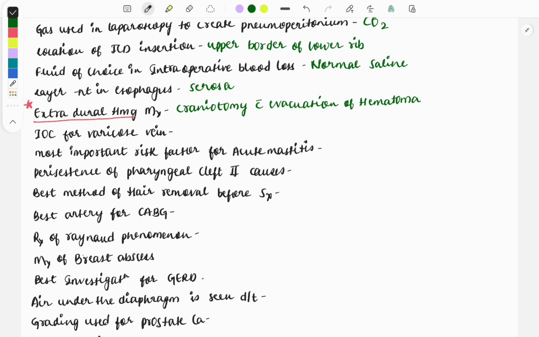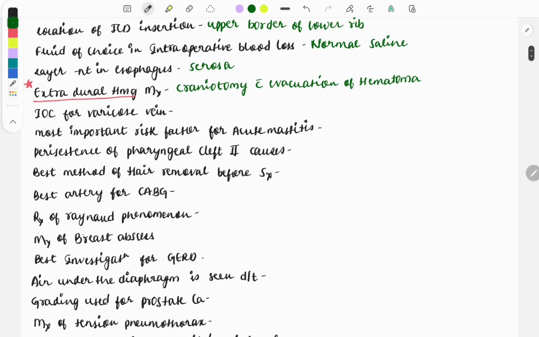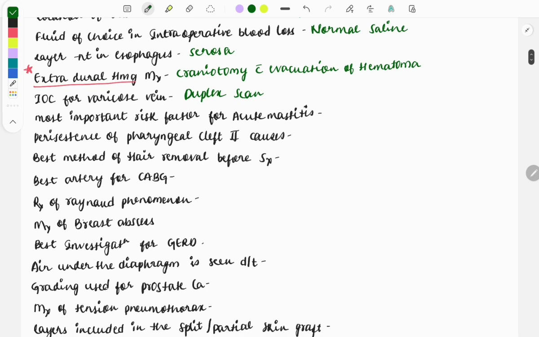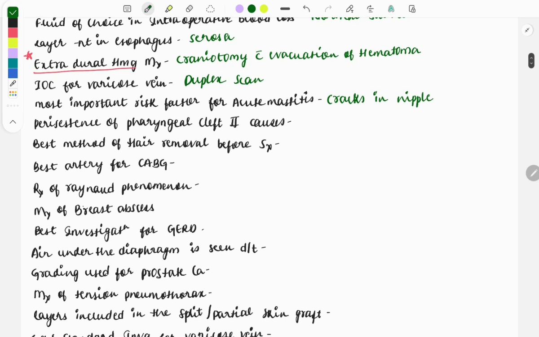On the CT scan, you can see it, and for the management of the EDH, we do craniotomy with evacuation of the hematoma. Then moving on to the next question, the investigation of choice for varicose veins is duplex imaging, duplex scan. The next question, most important risk factor for acute mastitis, is cracks in the nipple. Then persistence of the pharyngeal cleft 2 causes a branchial cyst.